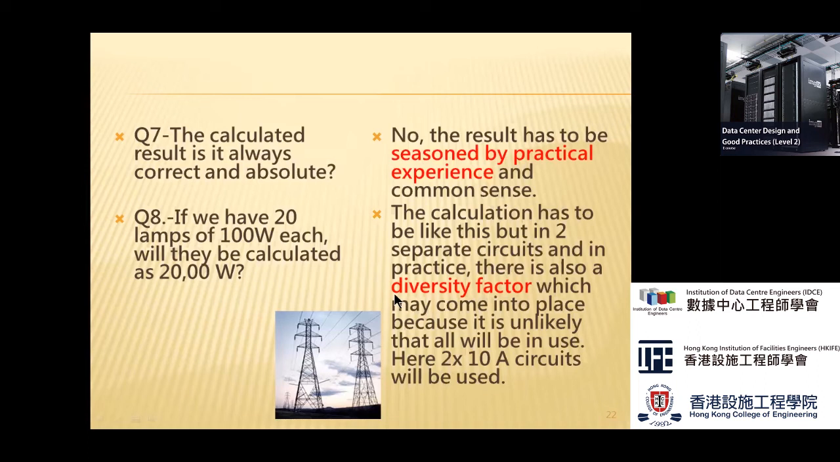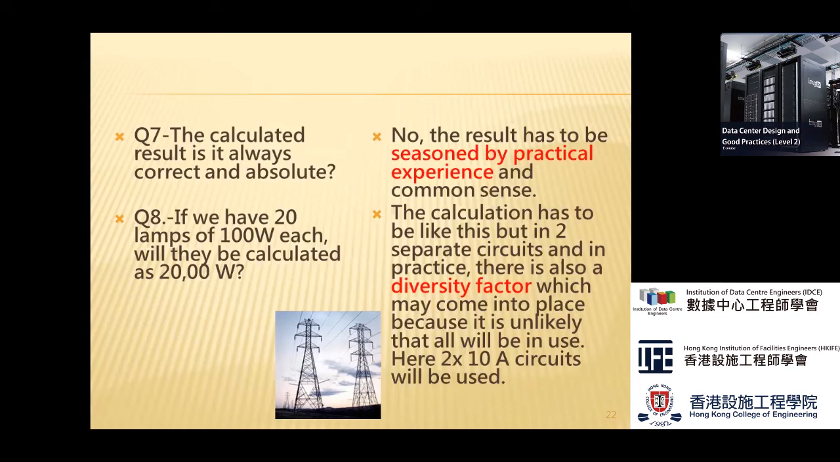But don't forget, there's also a diversity factor here. Not all 10 lamps, 10 fittings, will be switched on. You don't want to switch on the light fittings in the living room, and then the kitchen, and then the dining room, and then your bedroom, all at the same time. No, so the diversity factor comes in.